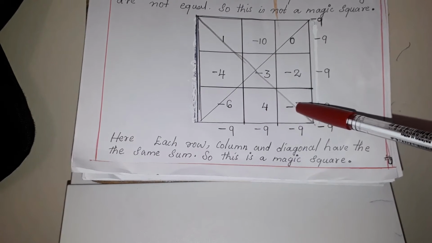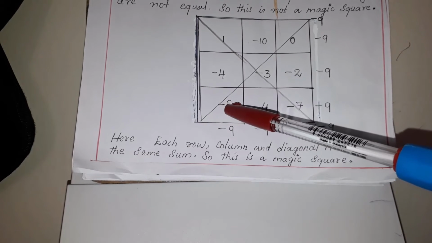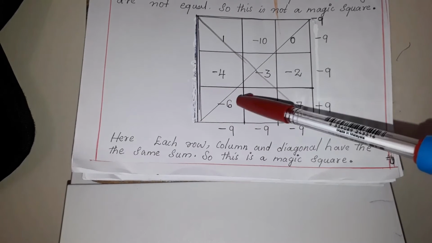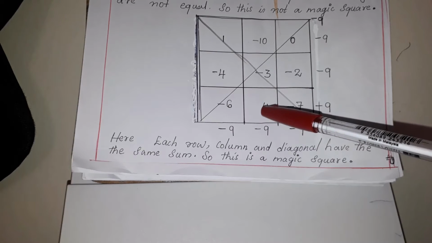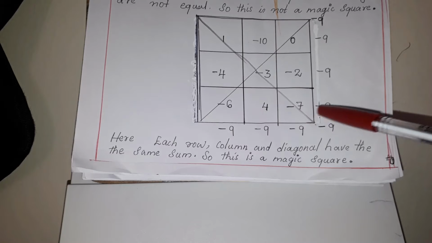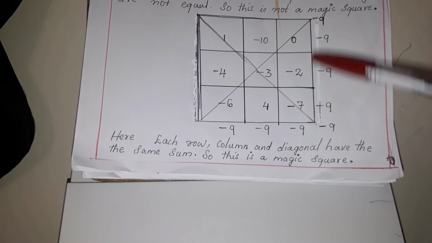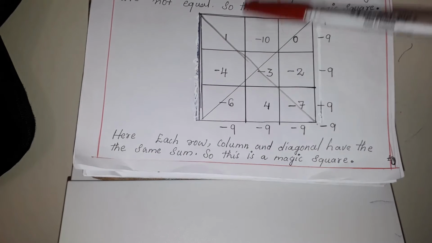So minus 7 plus minus 6. So same sign. So we get minus 13 plus 4. So you have to find the difference. So we get and put the greater sign. So we get minus 9 again. Okay. Then column wise we have to check.